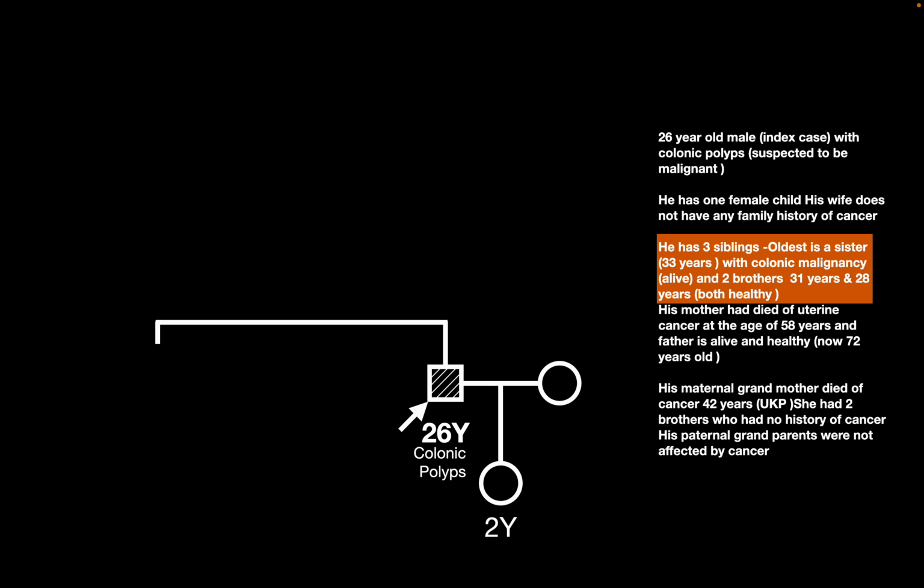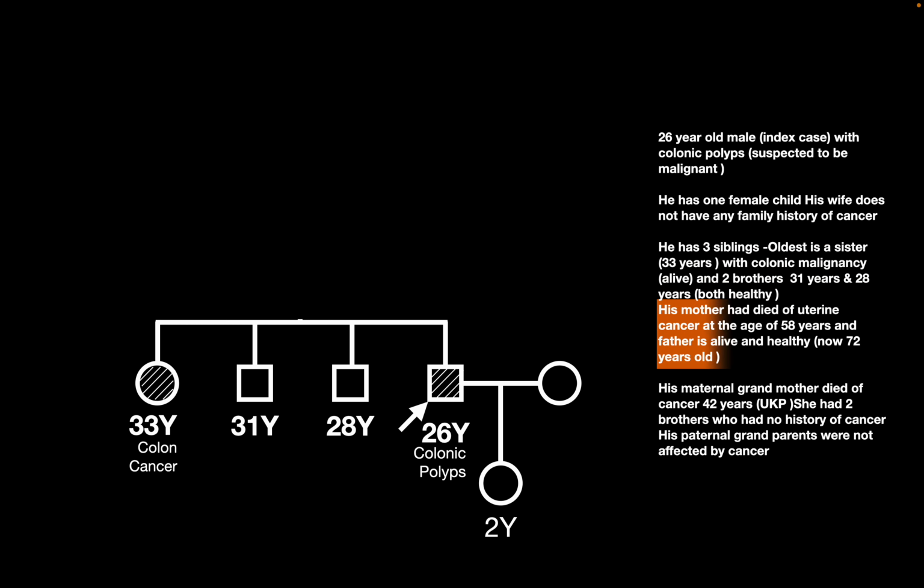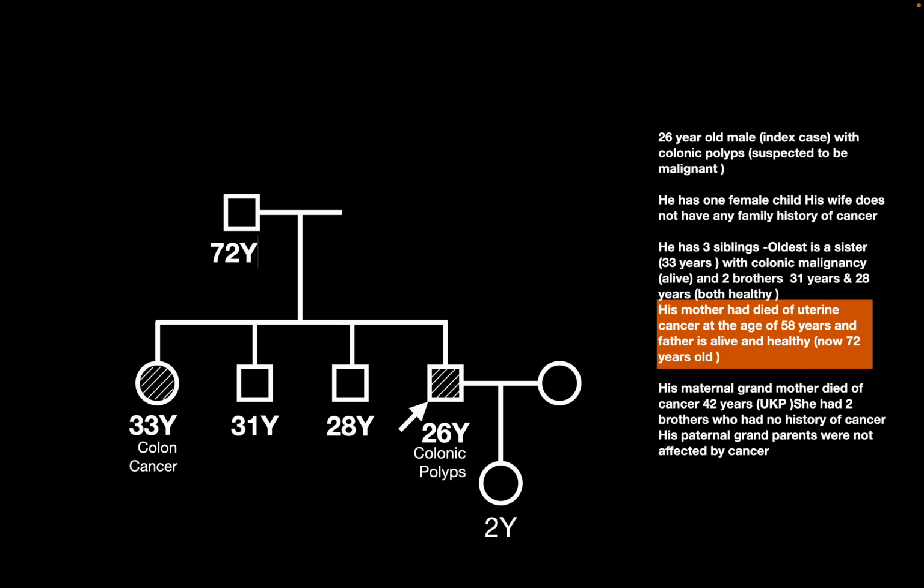This index case or our patient has 3 siblings. The oldest is a sister who is 33-year-old and is diagnosed with colonic malignancy. He also has 2 brothers, one 31-year-old and the second is 28-year-old. Both are healthy. The index case's father is healthy and alive. He is 72-year-old. His mother had died of cancer at the age of 58 years. She had uterine cancer.